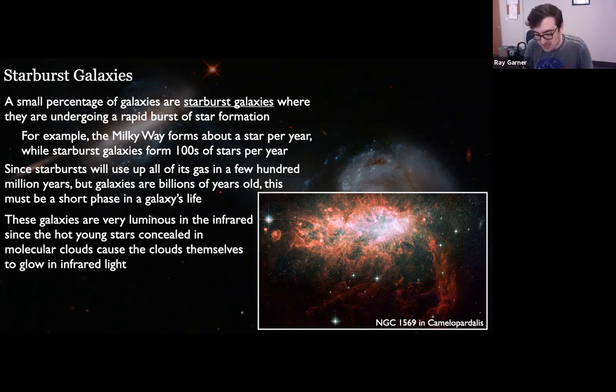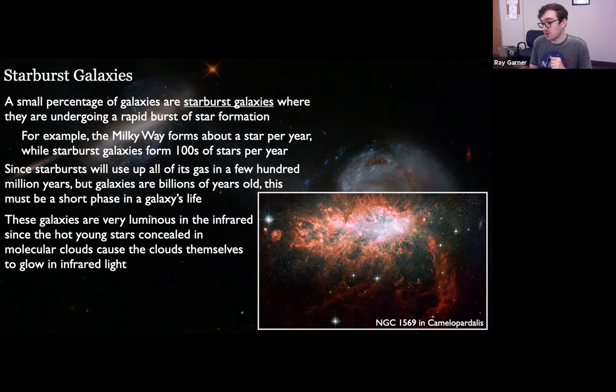And this actually kind of poses a problem for starburst galaxies, because if a starburst galaxy just was going constantly at hundreds of stars per year, it would use up all of its gas in a few 100 million years. But galaxies are billions of years old. So this kind of starburst phase must be a very short phase in a galaxy's life. After its starburst is over, presumably it will just return to being an ordinary spiral, elliptical, or irregular galaxy.